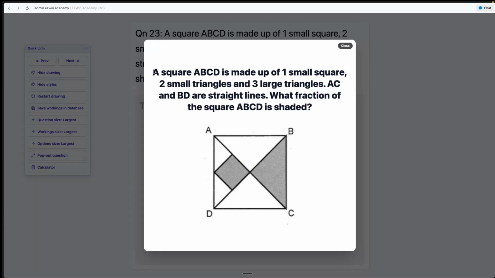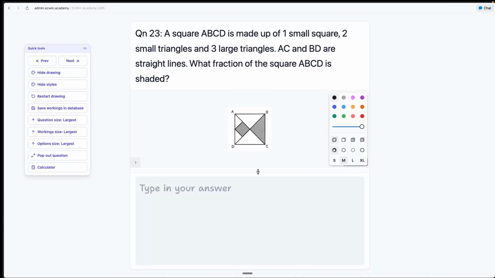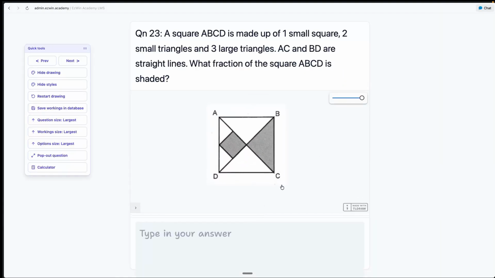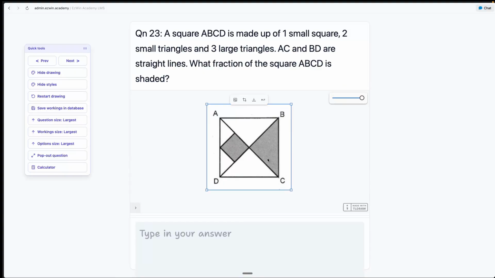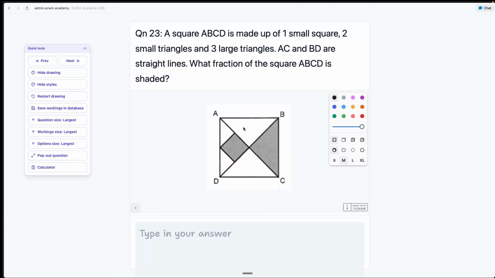Okay, question 23. A square ABCD is made up of one small square, two small triangles, and three large triangles. AC and BD are straight lines. What fraction of the square ABCD is shaded? Okay, so if I were to zoom this in quite a bit. All right, so we know that these two are straight lines. So this one is a straight line, and this one is also a straight line. So we know it is divided by 4.